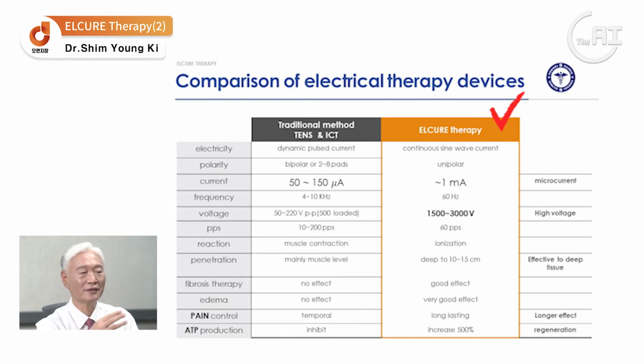It just gives a stimulus, contraction and relaxation. So it may be effective for muscle spasm or muscle pain, but for other pain there is no effect at all. But ELCURE therapy can make the cells become very vivid and healthy. So its application is very wide, its indication is very wide. That is the main difference.